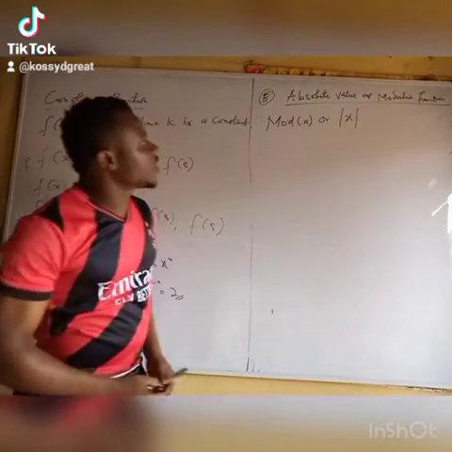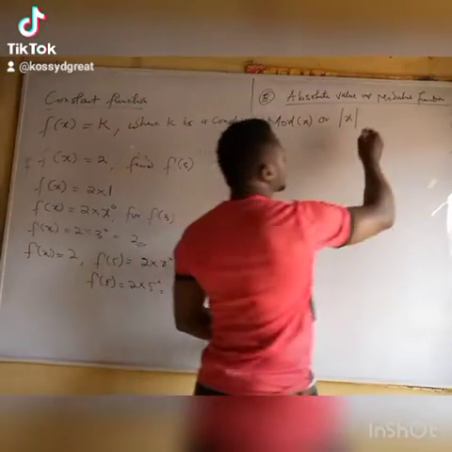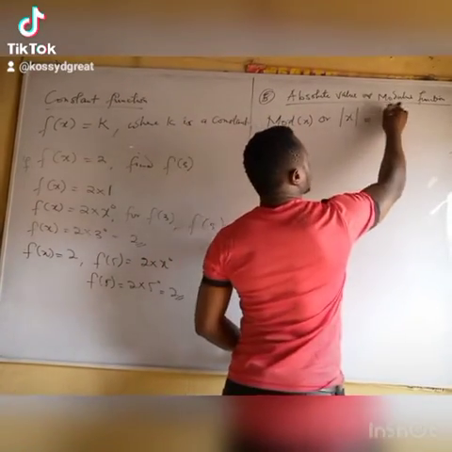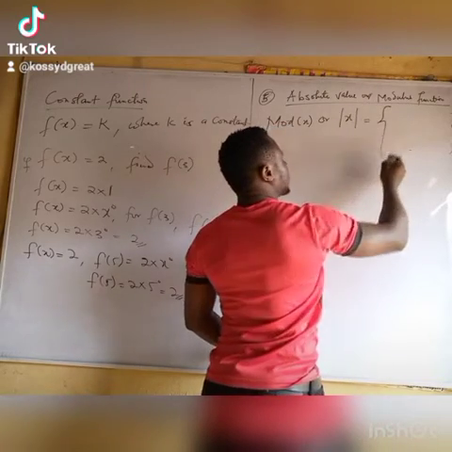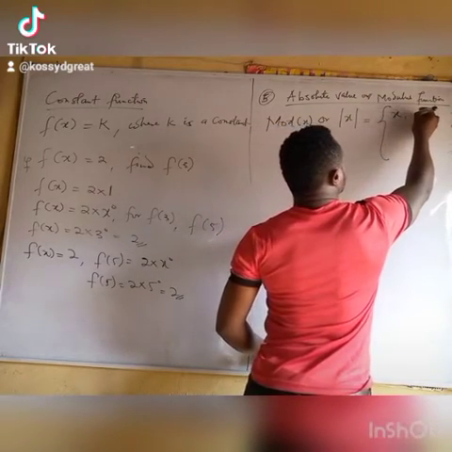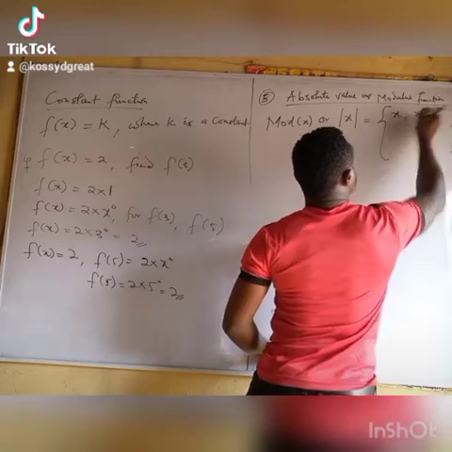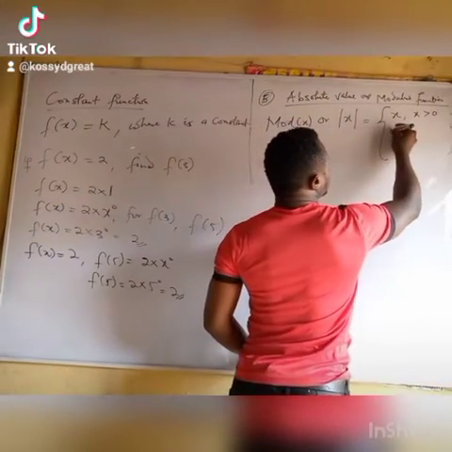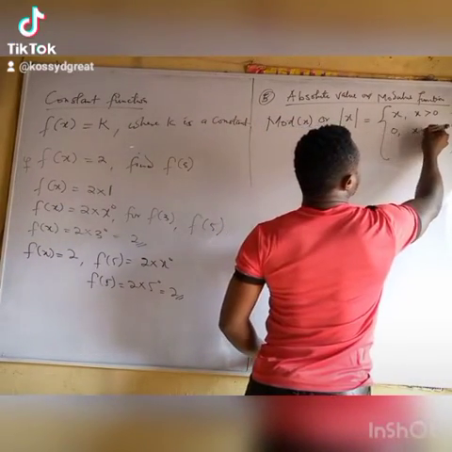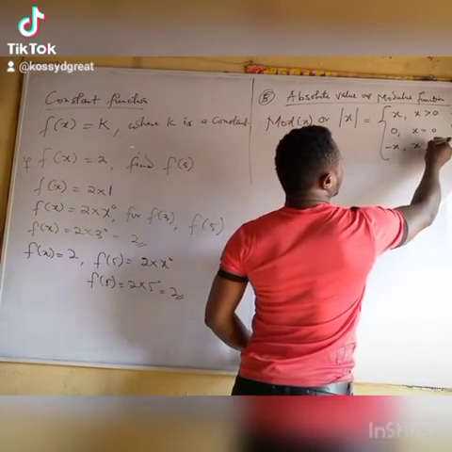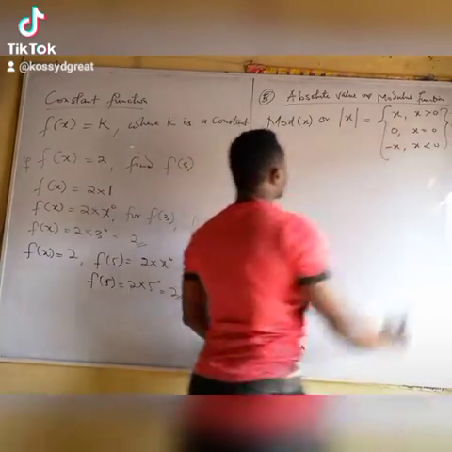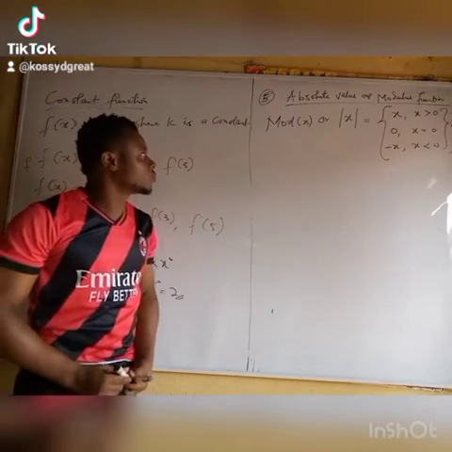In absolute value function, it has a condition. What is the condition? The condition is x when x is greater than 0. It is 0 when x is equal to 0. And it is minus x when x is less than 0. This is the condition that is attached to absolute value function.